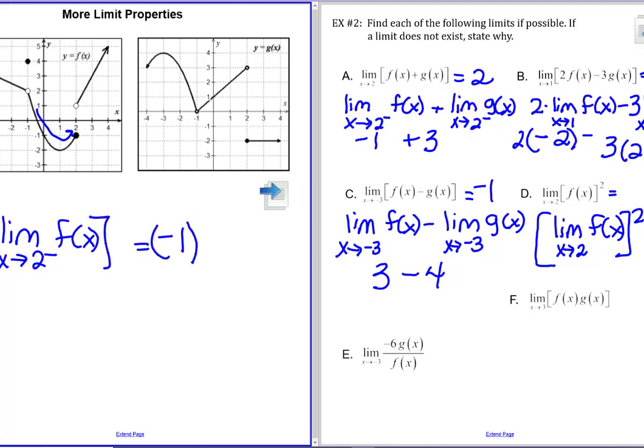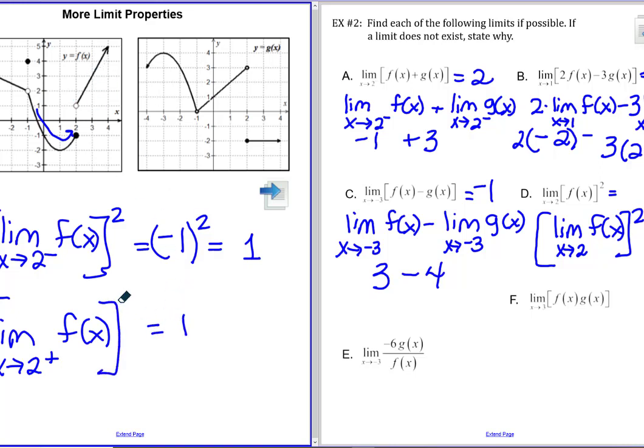And we need to square that. That's going to be +1. And then the limit as x approaches 2 from the right of f of x, that looks like it's +1. And then we need to square that.